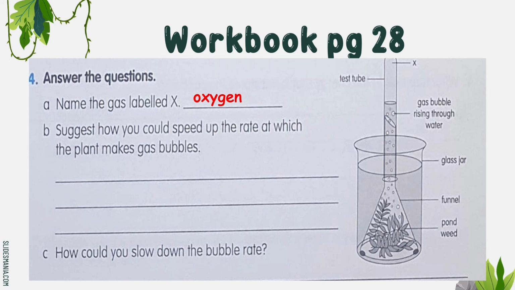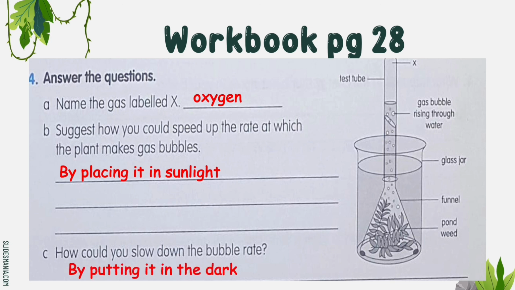Suggest how you could speed up the rate at which the plant makes bubbles. That means how can you have more oxygen? How can you make it speed up? You need to have the photosynthesis faster. What you can do is place it in the sunlight, because when there is more sunlight, they make more food and they give out more oxygen. But how can you slow it down? The opposite, right? By putting it in the dark. If you put it in the dark, there won't be photosynthesis. So slowly the bubbles will stop.